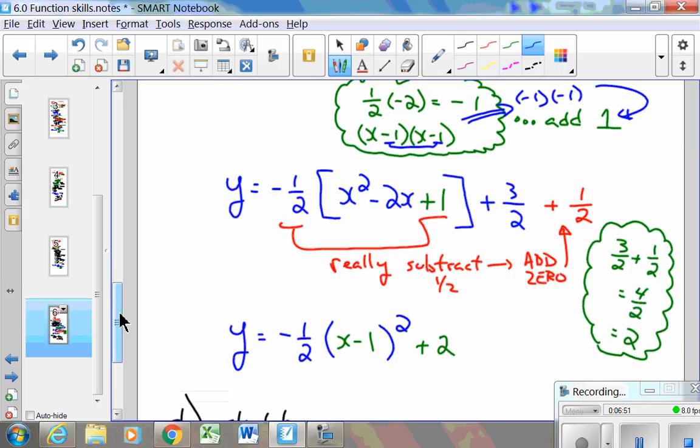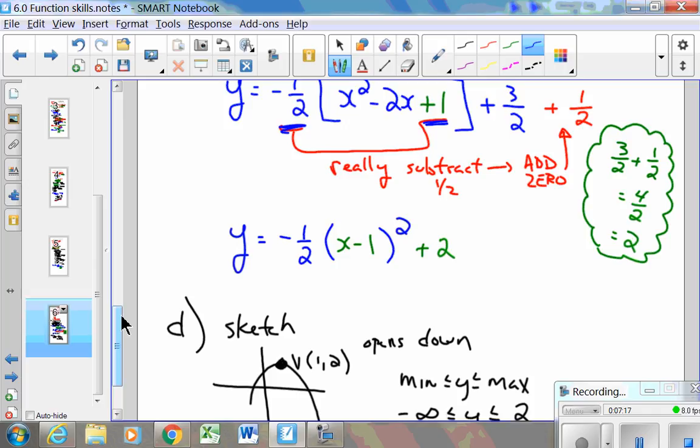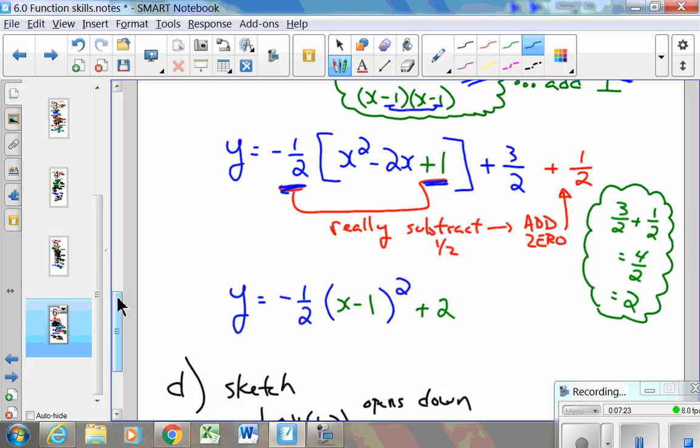So adding 1 in the brackets is not the same thing as adding 1 when I have a stretch factor of 1. What I really have happening here is I have negative 1/2 times the positive 1. So I'm really subtracting 1/2 in my expression. And to keep the zero there, I actually have to balance out, subtract 1/2 with add 1/2. And again, just some fraction work, 3/2 and 1/2 go together, give me 4/2. So I really have plus 2 outside my brackets. And the work I showed earlier on, it's x minus 1 times x minus 1, so it's x minus 1 squared.